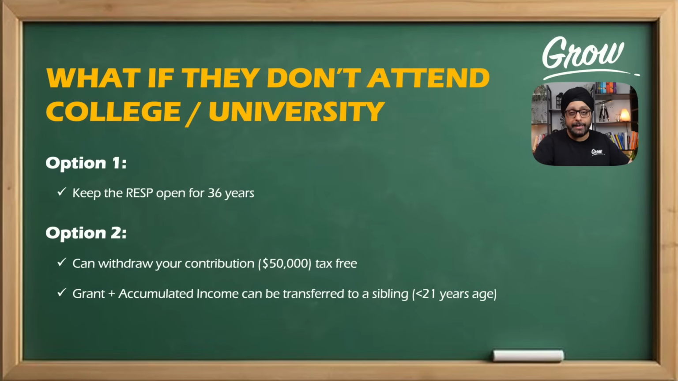So that money, like I said, you can withdraw anytime, and the grant plus accumulated income can be transferred to a sibling, but the condition is that it should be a real sibling, a brother or a sister. Aryan should have a brother or a sister. We don't know whether that's going to happen or not, but they should be less than 21 years of age when we are transferring. Plus the grant, if we already have a grant in the other child's name of $7,200, the grant will just be $7,200. So the grant will not be transferred because we already have maxed out on the second child's grant.